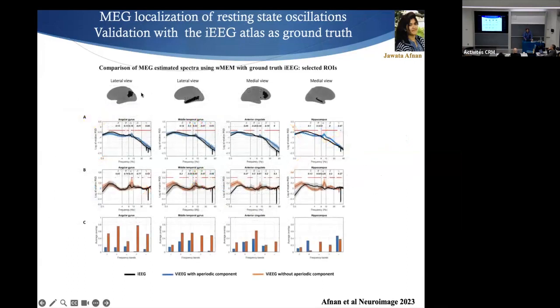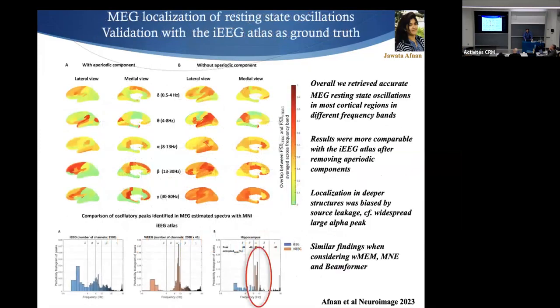Some of the findings: for some regions, the overlap between SEEG in black and MEG in orange was very good. For other regions, like typically in the hippocampus, we get wrong or spurious alpha localization. So I'll stop there.